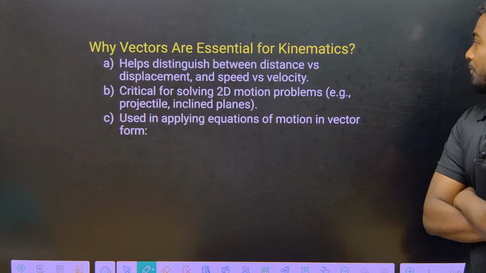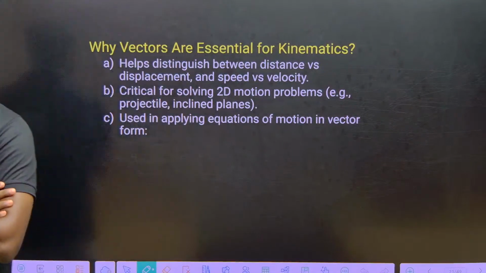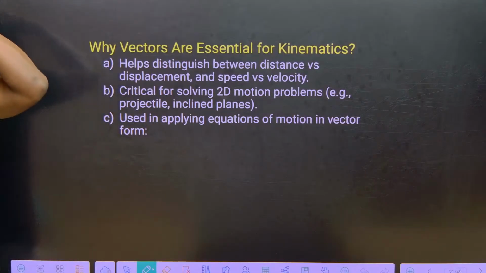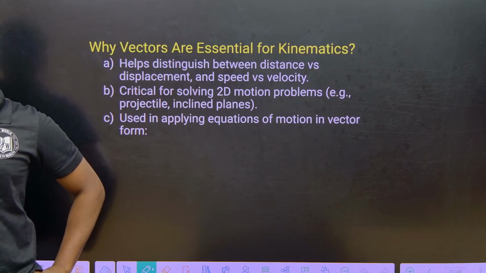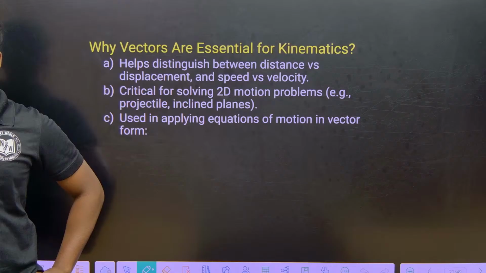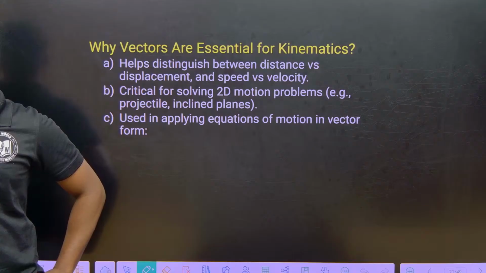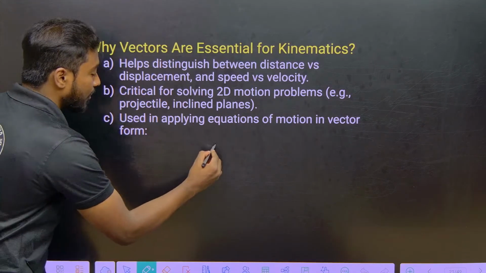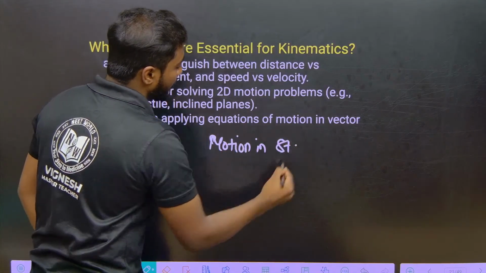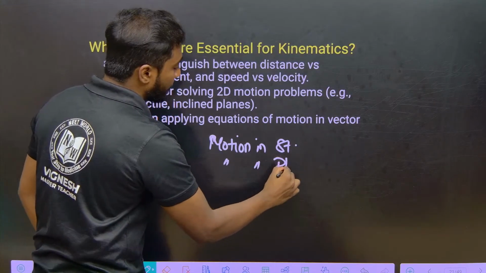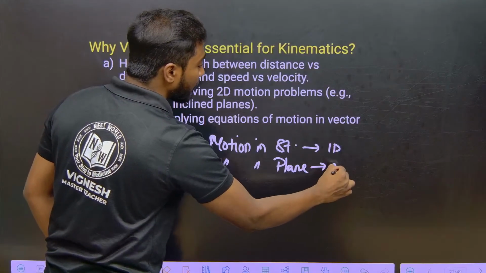So vectors are essential for kinematics. In kinematics, the first thing we'll see is motion in a straight line, in the sense x-axis, y-axis or z-axis. Motion in a plane, in the sense, what is the meaning of plane? It is 2 dimensions. So one is motion in a straight line, second one is motion in a plane. Here we will see only 1 dimensional, and this one is 2 dimensional.